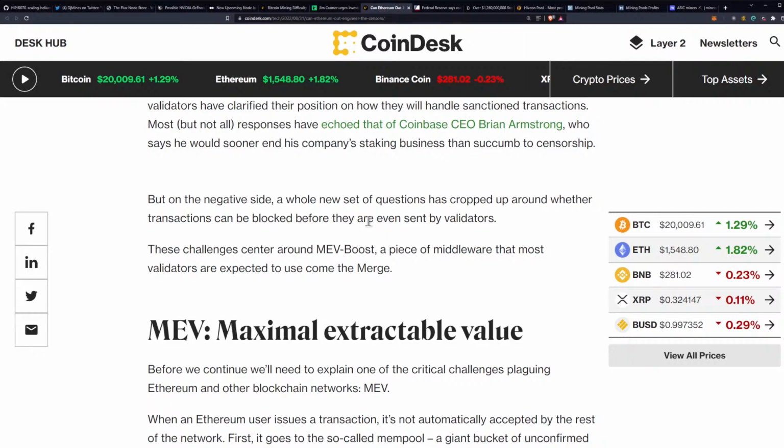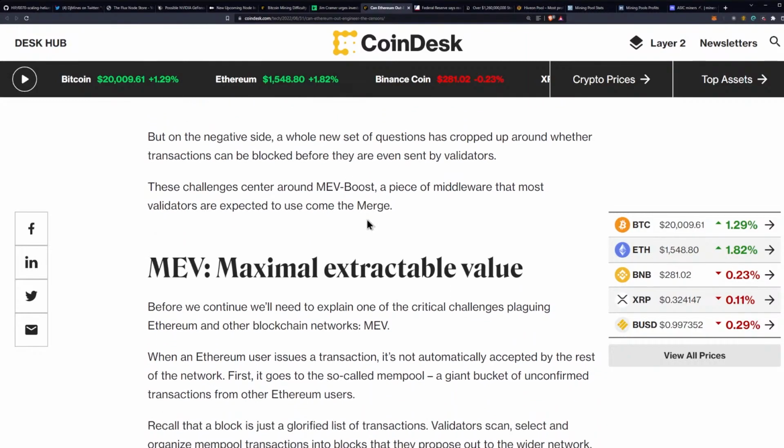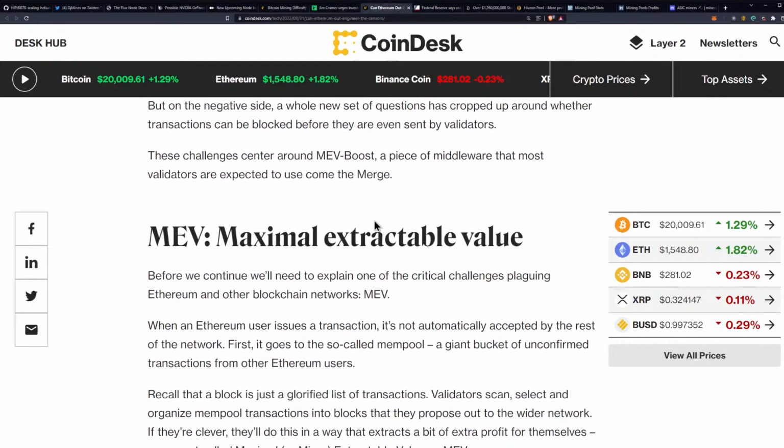But on the negative side, a whole new set of questions has cropped up around whether transactions can be blocked before they are even sent by validators. These challenges center around MEV-boost, a piece of middleware that most validators are expected to use come the merge. Now, we've talked about MEV-boost in the past. One of the things I've said in the past way back is that MEV is a much larger problem than even moving to proof of stake, right? And the MEV-boost problems are only exacerbated by the move to proof of stake, right?